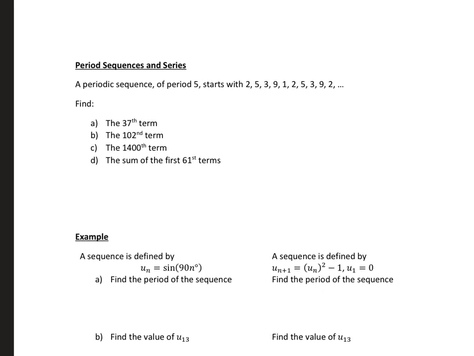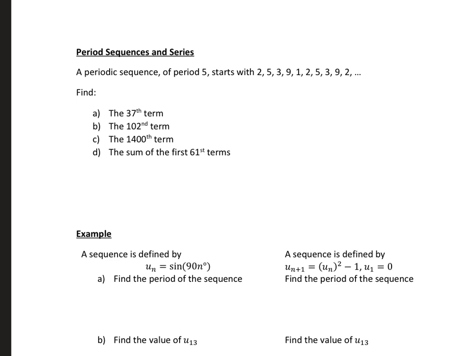Okay, let's look a bit more at periodic sequences because they're really interesting. So I've got a periodic sequence of period 5, so that means it repeats itself every 5 numbers. And the sequence starts with 2, 5, 3, 9, 1. So there's my first 5. Then those 5 keep getting repeated. So 2, 5, 3, 9. There should be a 1 there. That's a typo. That 2 should be a 1. Sorry, so it keeps repeating itself every 5 terms.